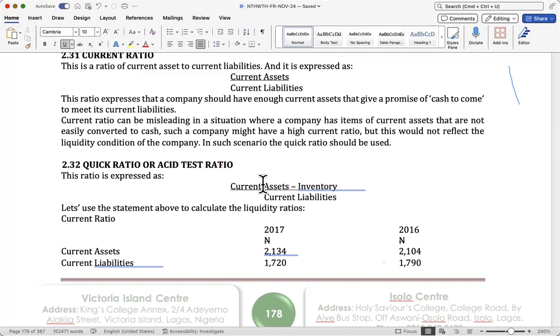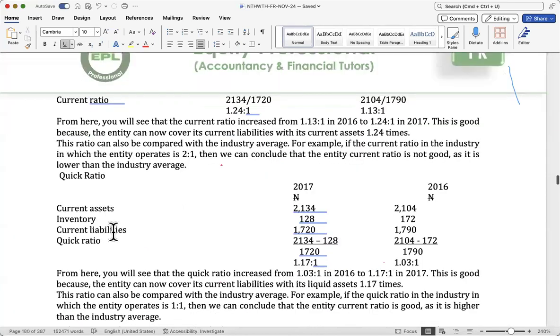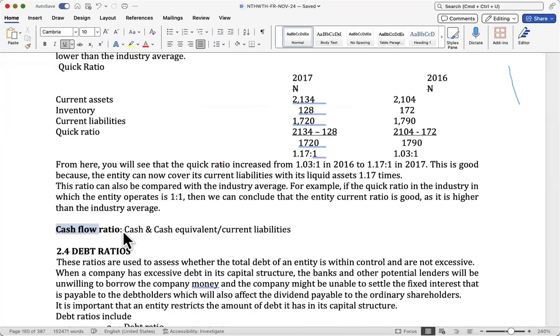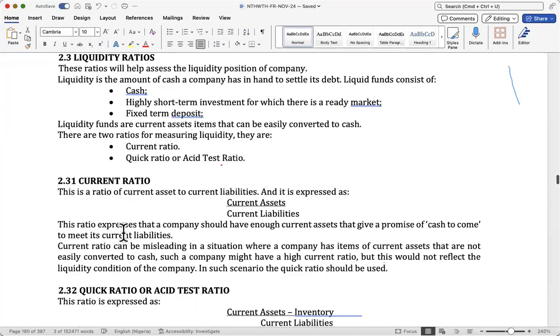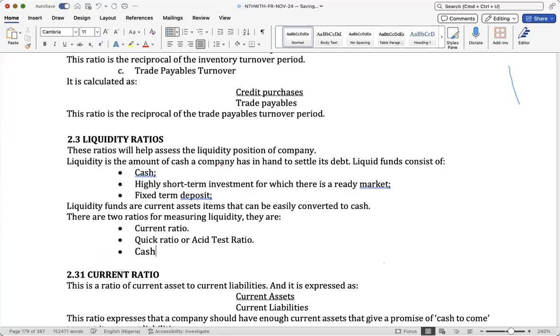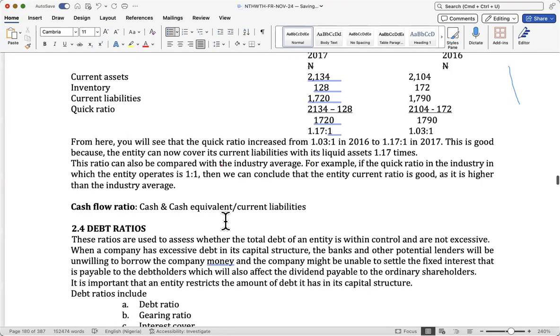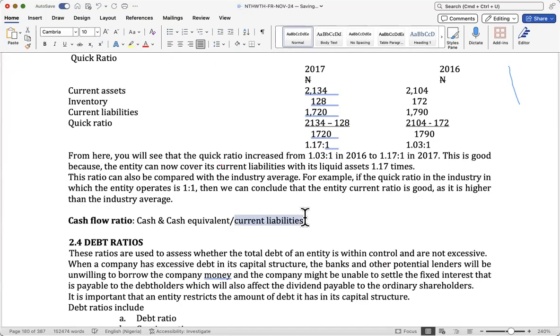But an even better ratio, yeah, I have it here, is the cash flow ratio. Let me add it because I didn't add it here initially. So the cash flow ratio just puts your cash and cash equivalents over your current liabilities. This is the best measure for liquidity.